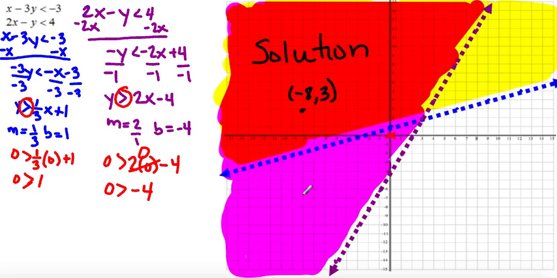So a non-solution is in the pink, in the yellow, and the white. A non-solution could be 5, negative 2. Okay, so it's all non-solution.